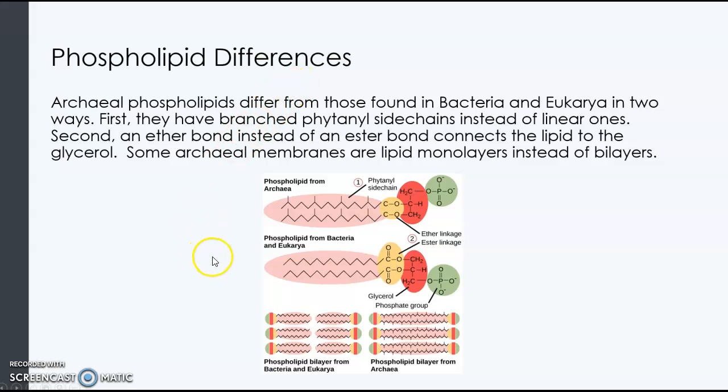Okay, differences in the phospholipids between bacteria, eukarya, and archaea. So we know that eukarya, in other words, human cells, have a phospholipid bilayer. This is showing that bilayer, with phospholipids lined up with the tails facing. But in archaea, it's a single layer where the two phospholipid bilayers have fused. So there's a linkage between the two bilayers, making them a monolayer, okay?